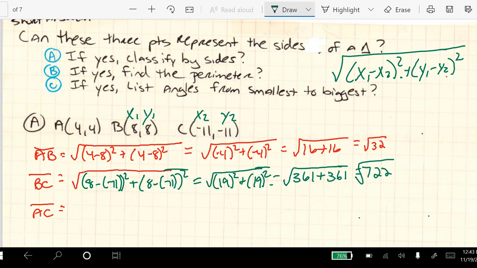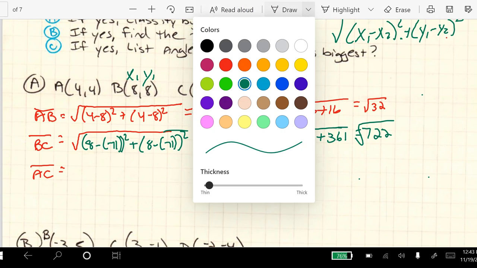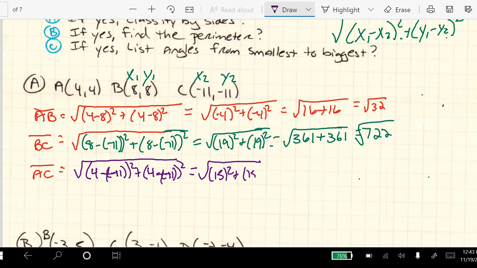Square root. All right, and then the next one, we have AC that you're trying to find the length of. So for AC, you're going to do the square root of 4 minus a negative 11 squared plus 4 minus a negative 11 squared. Again, this becomes a plus, this becomes a plus, so it's going to be 15 squared and 15 squared. 225 twice equals the square root of 450.